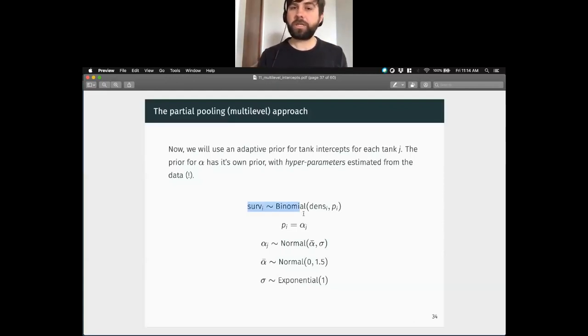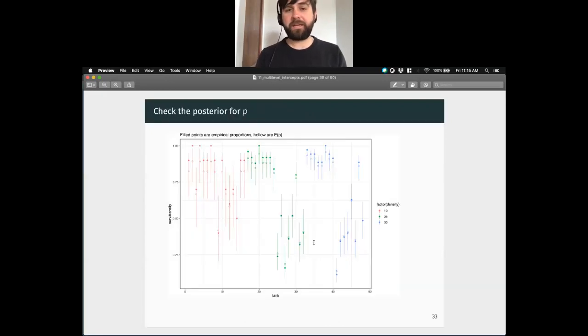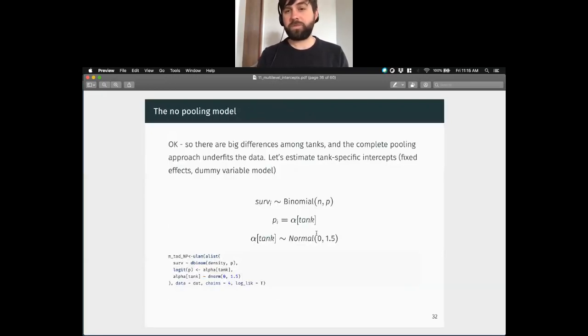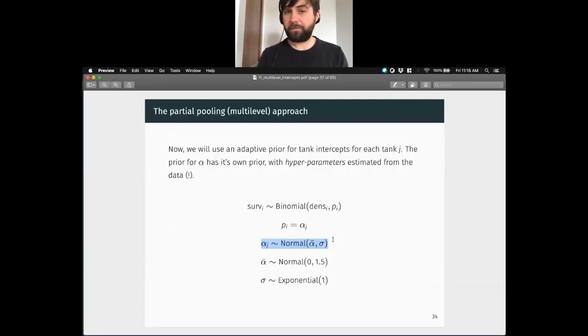So let's talk through this. These two pieces look exactly the same as before. And again, this should be logit. I'm sorry, I misread all these models. Survival is binomial. The logit of P is equal to alpha J. Alpha J is distributed normal. But instead of saying that it's normal 0, 1.5, we're going to say it's normal with alpha bar and sigma. So we don't know exactly where this distribution is centered.